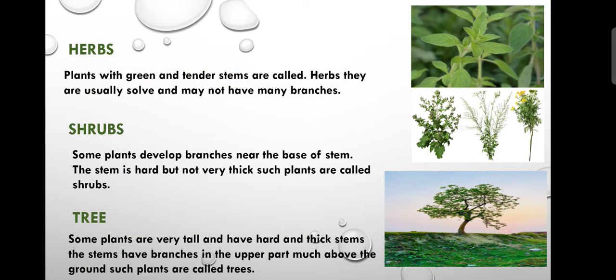So herbs: plants with green and tender stems are called herbs. Herbs are usually small and may not have many branches. Like coriander.